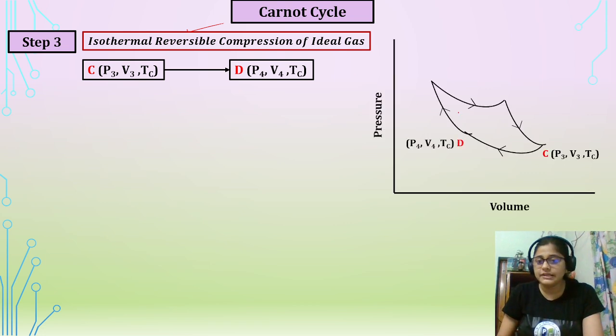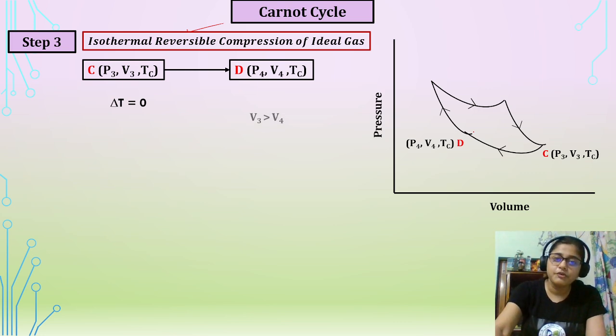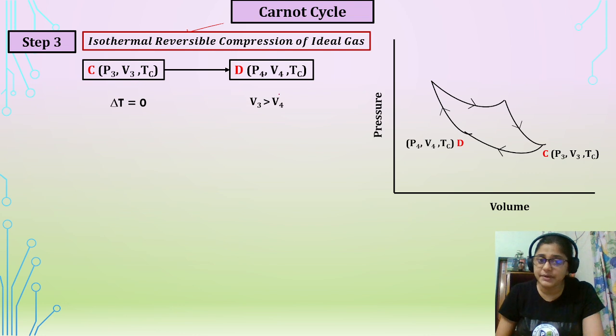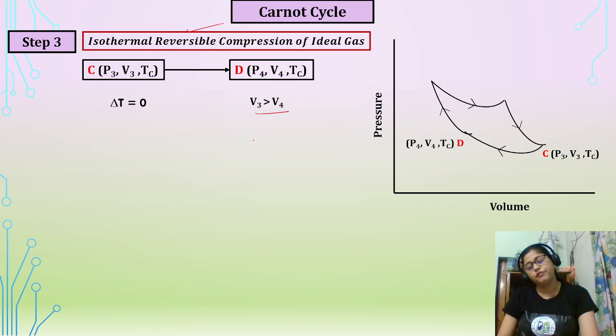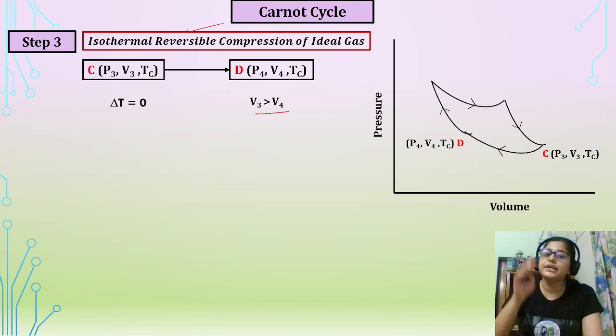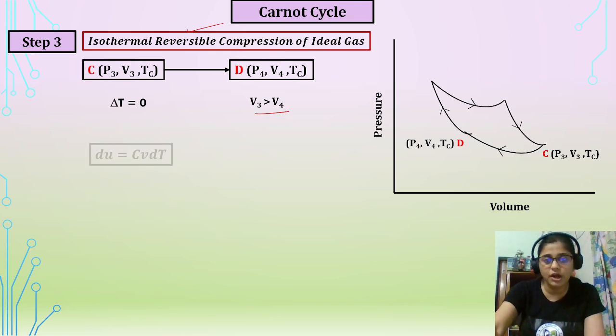So if it is C to D, at C we know P3, V3, Tc was there, and as it is isothermal, we know dT will be 0, delta T will be 0. So Tc final and initial will be the same, and P3, V3, Tc and P4, V4, Tc. Fine. Now what can we write? As it is compression, V3 will be greater than V4. That will be used in the work formula obviously.